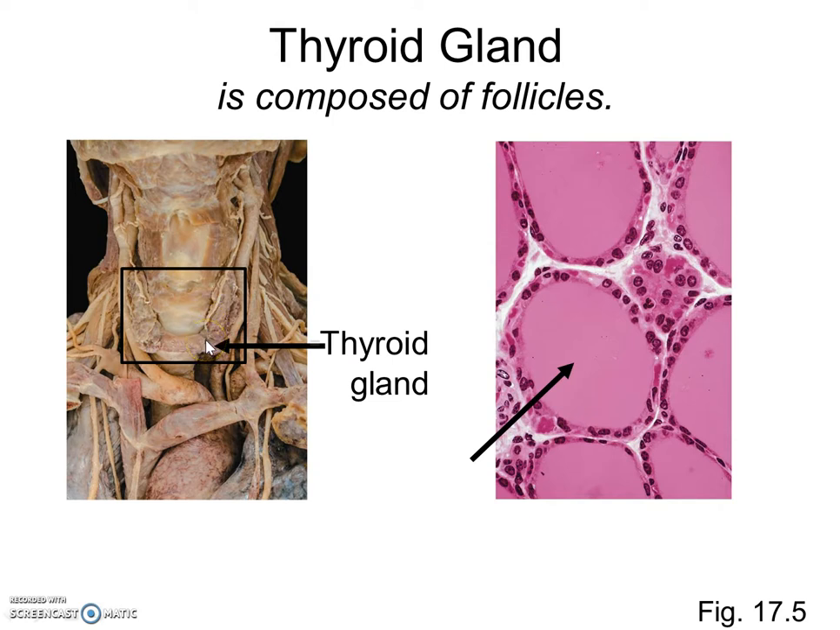If you were to look at the thyroid gland, it is composed of follicles. So these follicles are microscopic. So you can see right here, this is one follicle. Now the follicle is really the structural and functional unit of the thyroid gland. So that's where all of the work occurs. So let's take a closer look at the follicle.